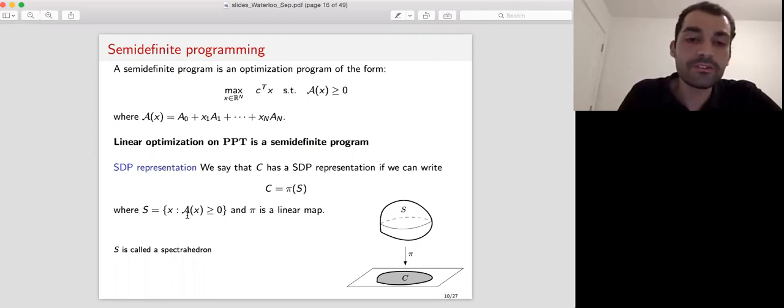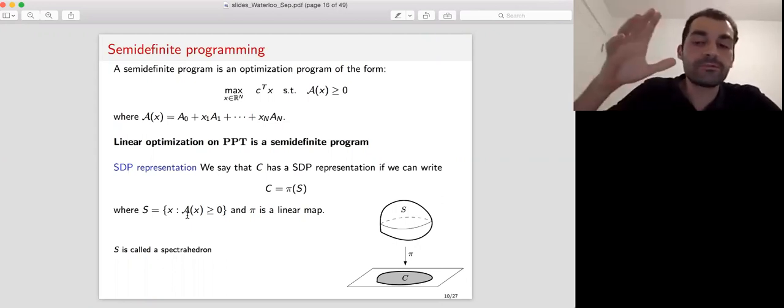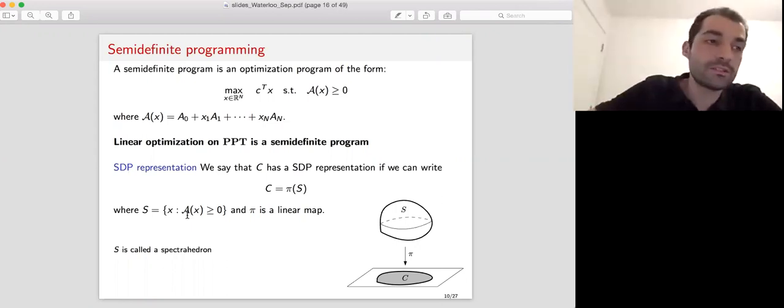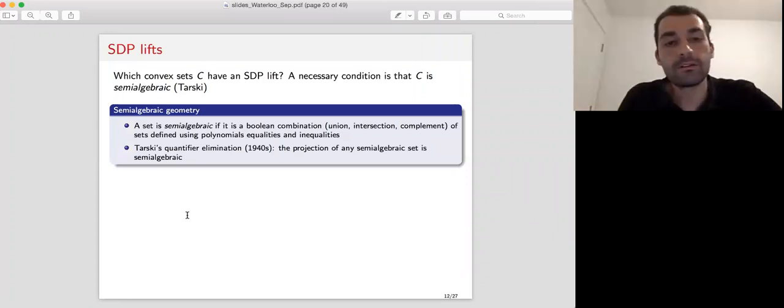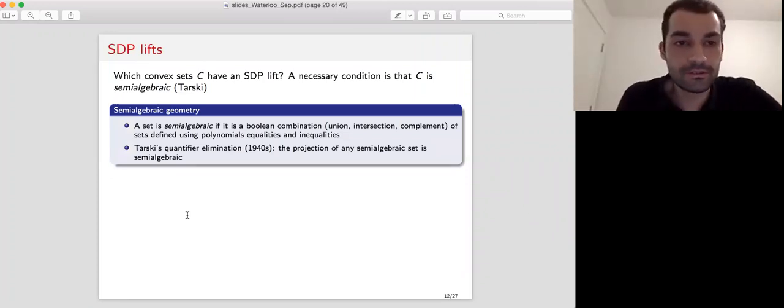And then you use a non-trivial result that if you take a semi-algebraic set and you project it, then you still get a semi-algebraic set. This is a result due to Tarski and general quantifier elimination. So any set that has an SDP lift must be semi-algebraic.